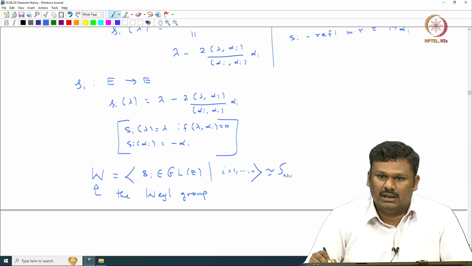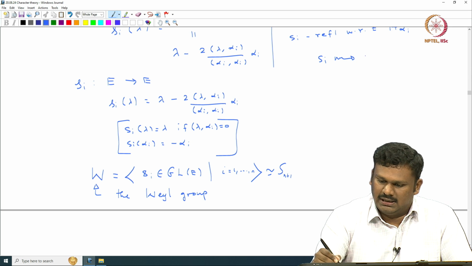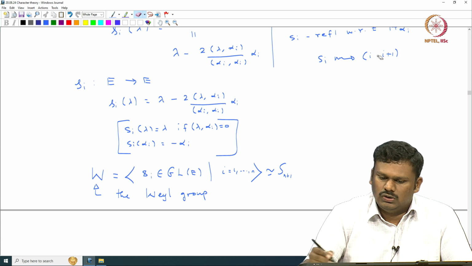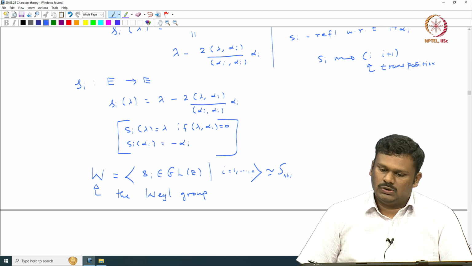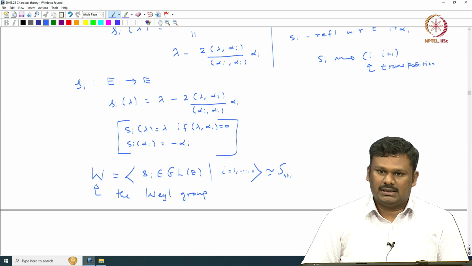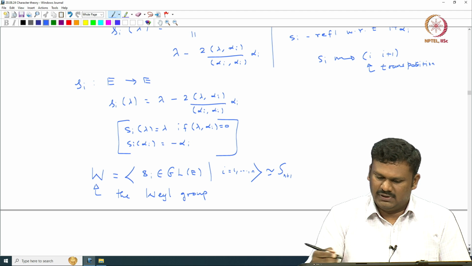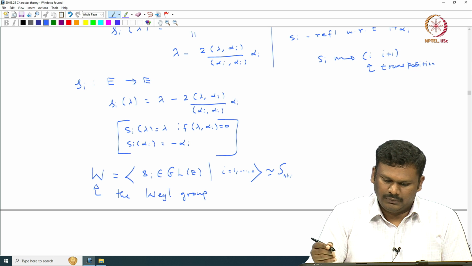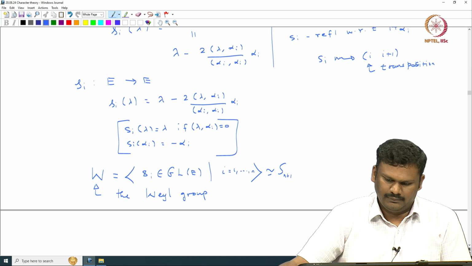So, this is something we have seen already, and what this s_i corresponds to inside S_{n+1} is the transposition (i, i+1). So, that transposition corresponds to this s_i, and we know that the transpositions (i, i+1) generate S_{n+1}. So, that is why this W becomes isomorphic to S_{n+1}. Note that the action of S_{n+1} on E is also a faithful action, because there are no fixed points there in E.